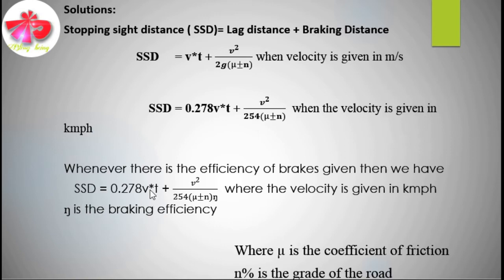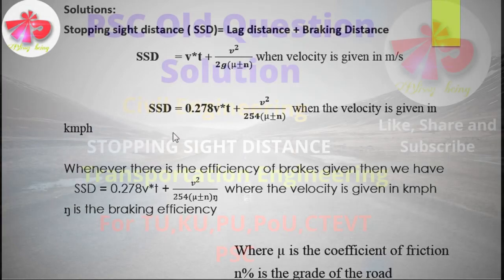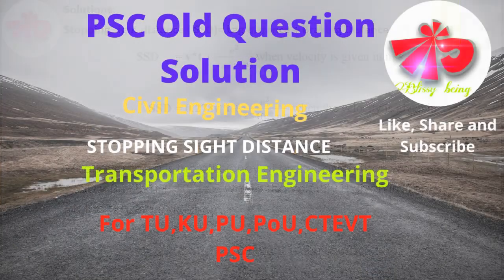So this is the formula you have to use, and you have to use it accordingly. When you are given the braking efficiency, you can use this formula. In this case, we are not given the braking efficiency, so we will simply use the formula without it.